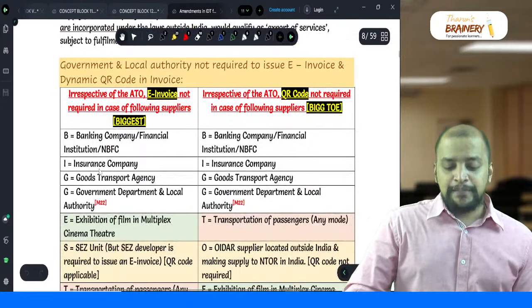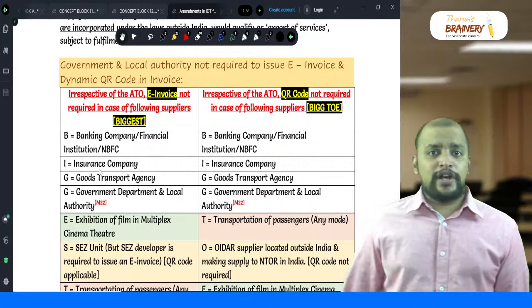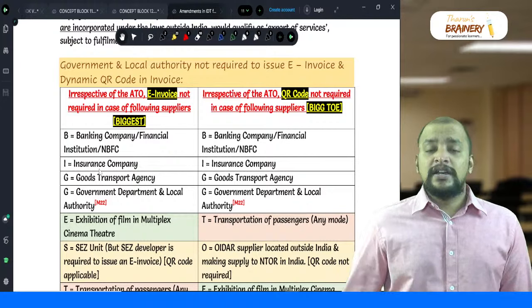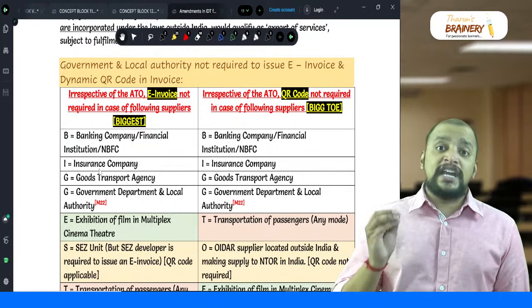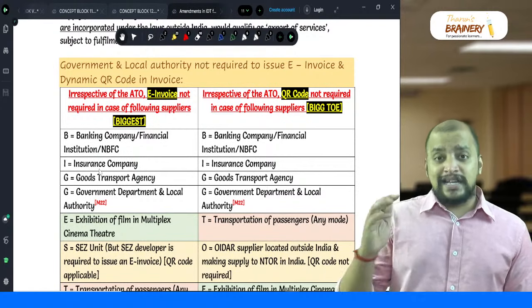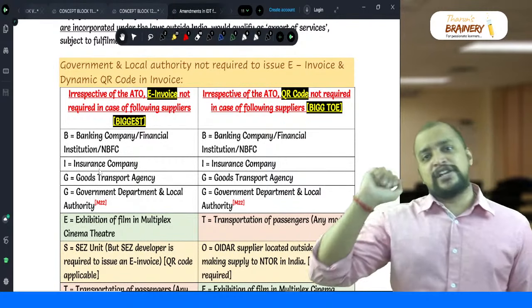Then next, on e-invoicing and dynamic QR code: e-invoicing is required in the case of B2B supplies where the aggregate turnover during any of the preceding financial years exceeds 50 crores, and that limit has been reduced to 20 crores, but that is not applicable for your May 22 exam.